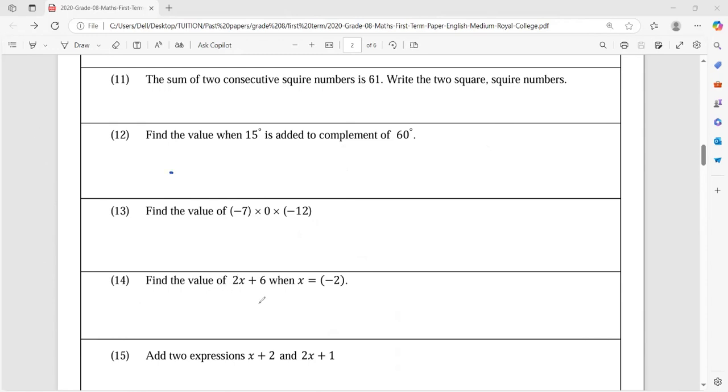Find the value of 2x plus 6 when x equals minus 2. Then 2x is 2 into minus 2, which is minus 4, plus 6. You know, when the signs are different, when we are adding, we have to subtract the smaller magnitude from the larger magnitude. Here the small magnitude is 4, the large magnitude is 6. You subtract 4 from 6, and the answer is 2. The answer gets the sign of the larger magnitude. The larger magnitude is positive, therefore this is positive 2.